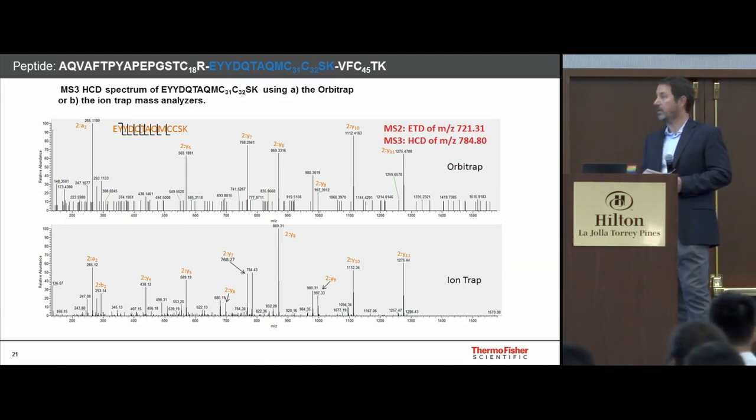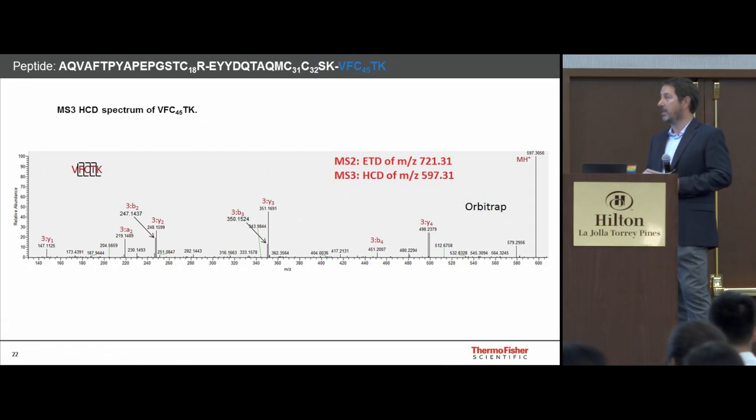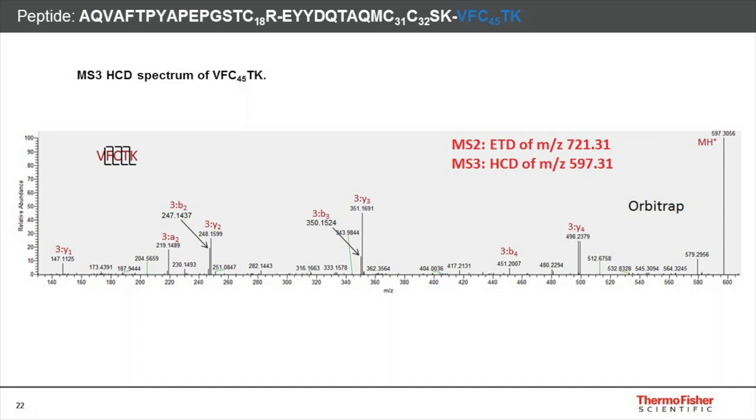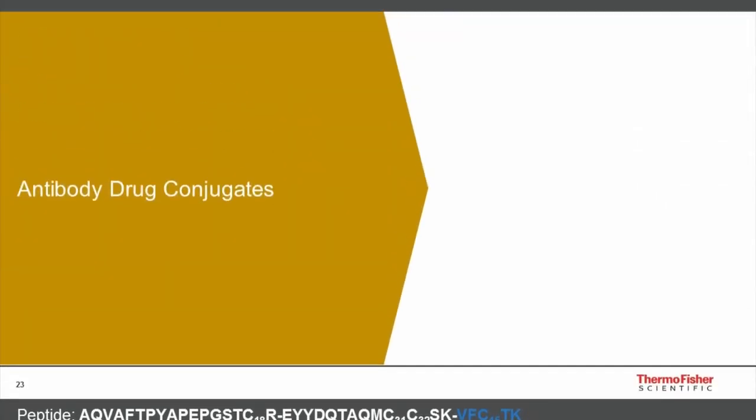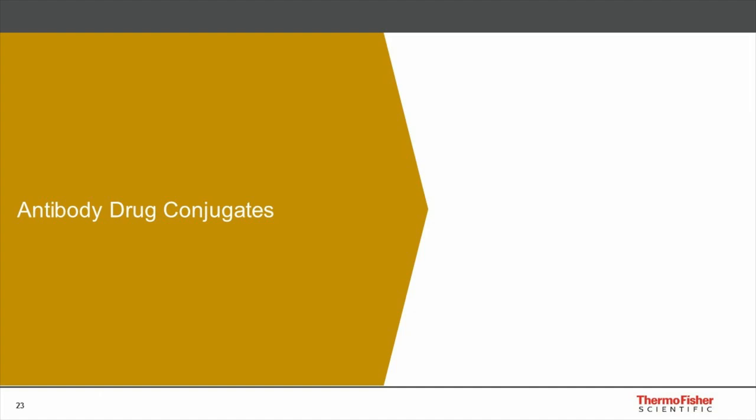And finally, the last one is a small one, and with the MS3 HCD, you get almost complete sequence coverage on that peptide. It was just to show you that ETD with an ion trap and MSn can be very, very useful for characterization, and it could be used on a lot of different occasions.